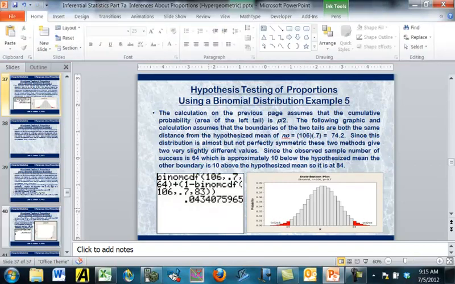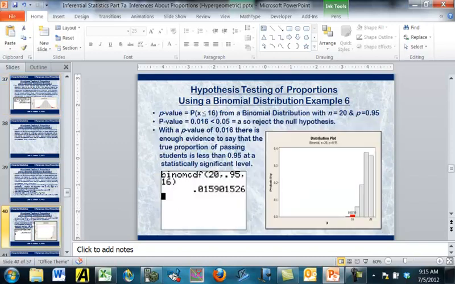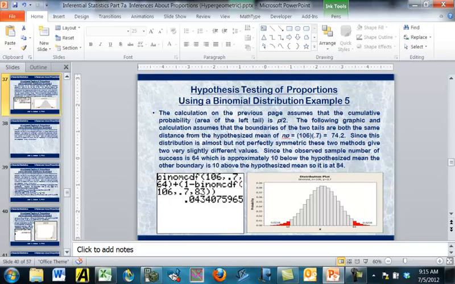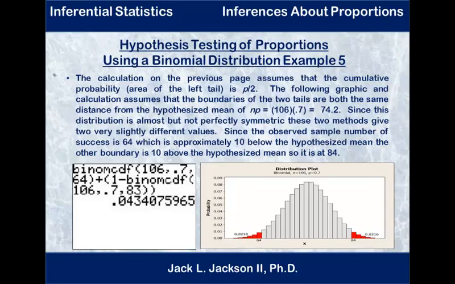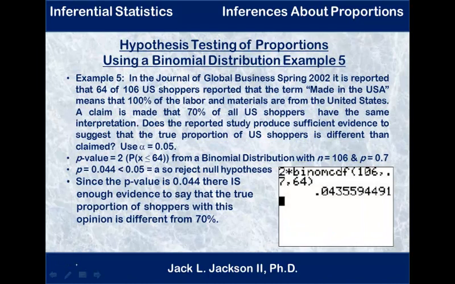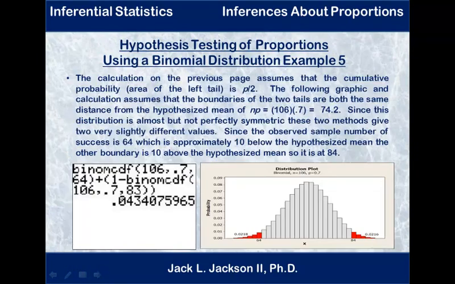It's practically the same as the others, so there's really not that much difference because it's so close to being symmetric. Notice here we got 0.0436. Here we got 0.0434. So there's a little bit of difference way over there, but it didn't make that much difference to us because this is almost symmetric.